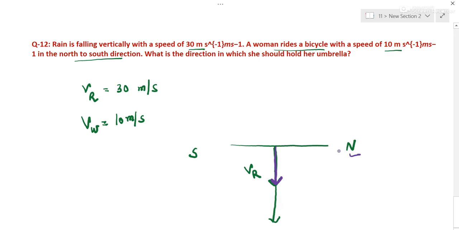So, north is this and south is this, and this is the velocity of the woman. Okay, and how much is the value? The value is 10 meters per second. Now, what is the direction in which she should hold the umbrella? She should hold the umbrella along the direction of relative velocity, the relative velocity of rain with respect to the woman.